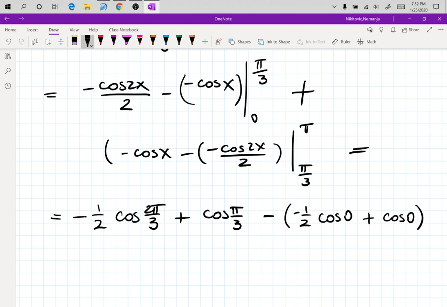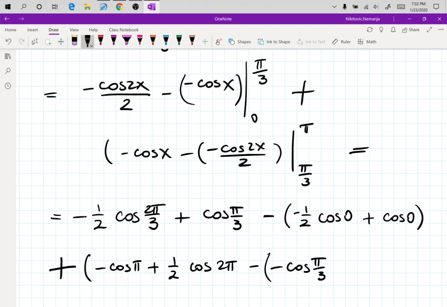Now we have the big fat plus for the second calculation. Negative cosine pi plus 1/2 cosine 2 pi minus, open parenthesis, negative cosine pi over 3 plus 1/2 cosine 2 pi over 3.